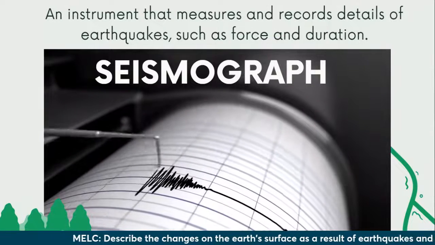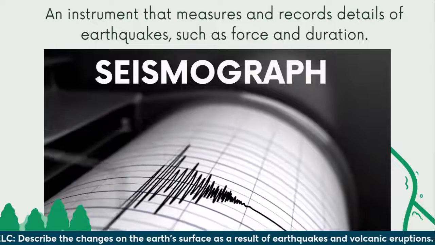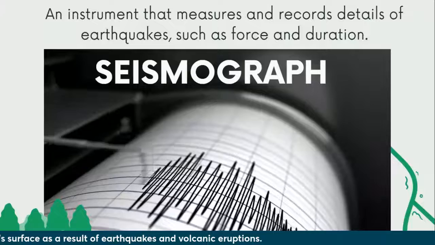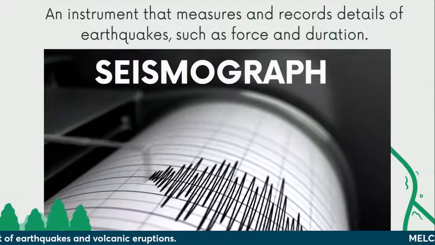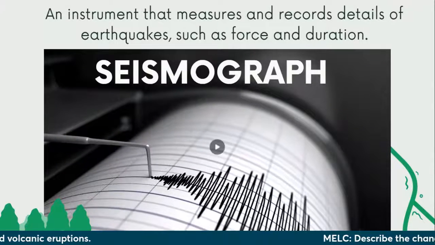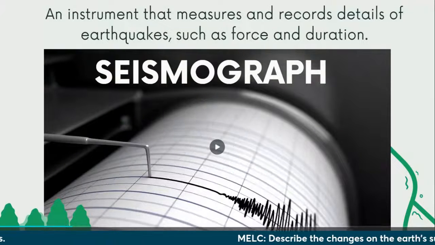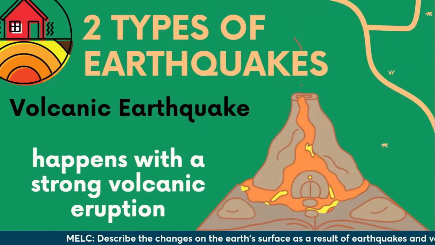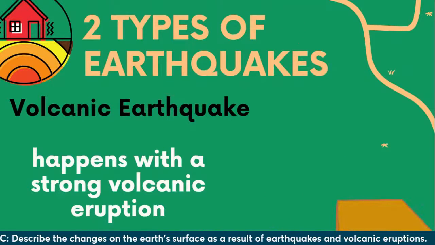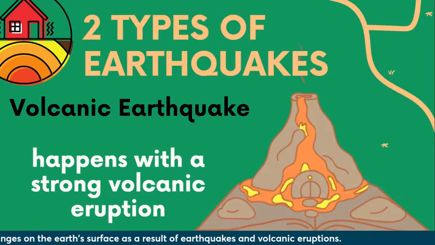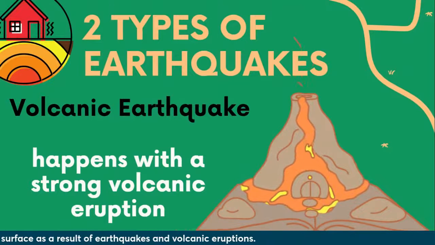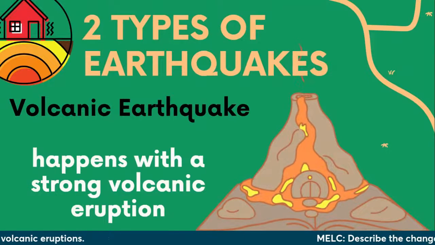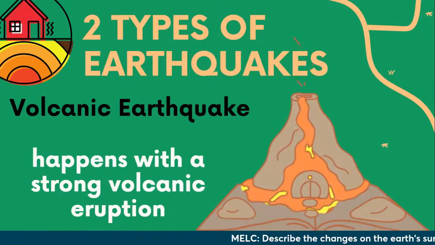These waves trigger an earthquake. The motion of the ground during an earthquake is measured by an instrument called a seismograph. There are two types of earthquakes: volcanic earthquake and tectonic earthquake. A volcanic earthquake happens with a strong volcanic eruption. This is the first one, volcanic earthquake.